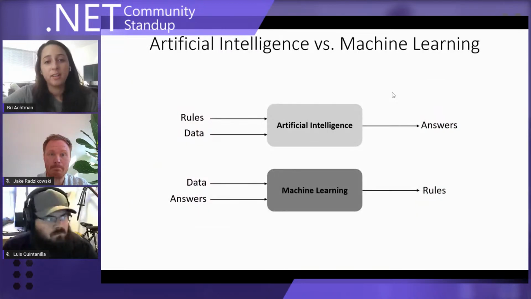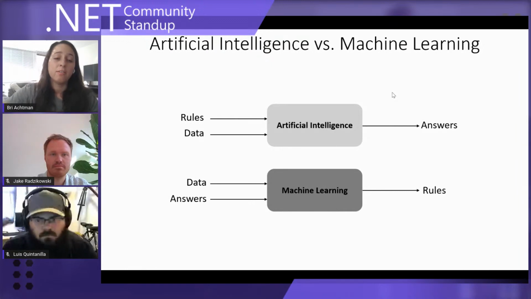Another way to look at it, if you're looking at artificial intelligence, the input is going to be the rules like those if statements and the data. And what you're going to get from that is answers. Whereas with machine learning, you'll actually give it data and answers, and then the output would be the rules, which you can use for new data.